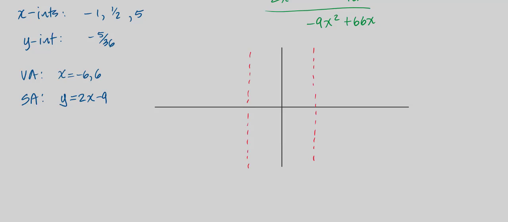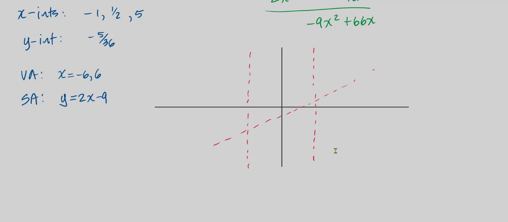-2x minus 9 is our other asymptote. So we know we're going to have a y-intercept of -9 for that asymptote. Let's just assume that it looks like this. And it's crossing right here at 4.5. So there's 4.5, and there is 6, x equals 6.